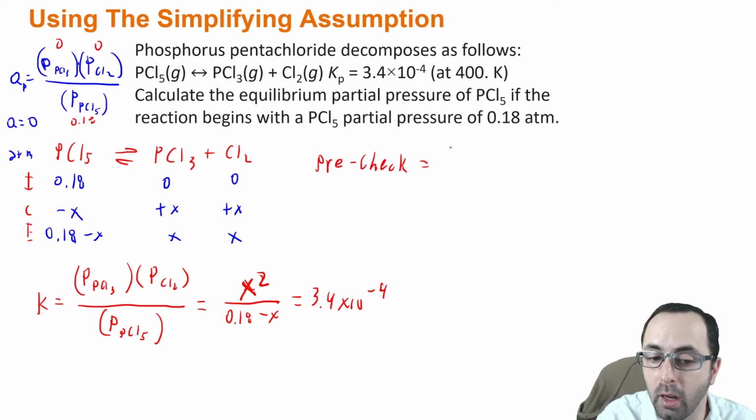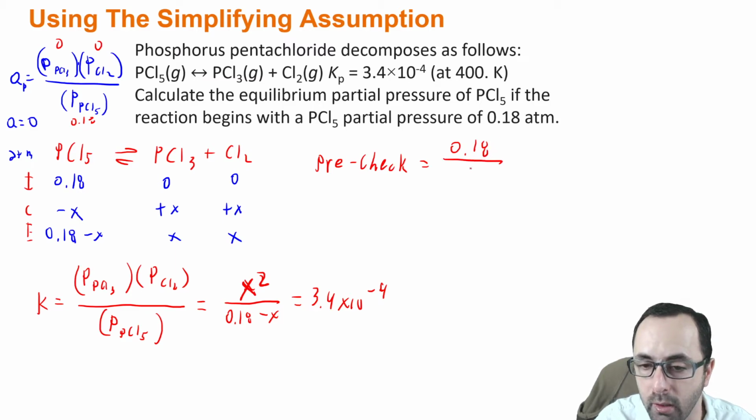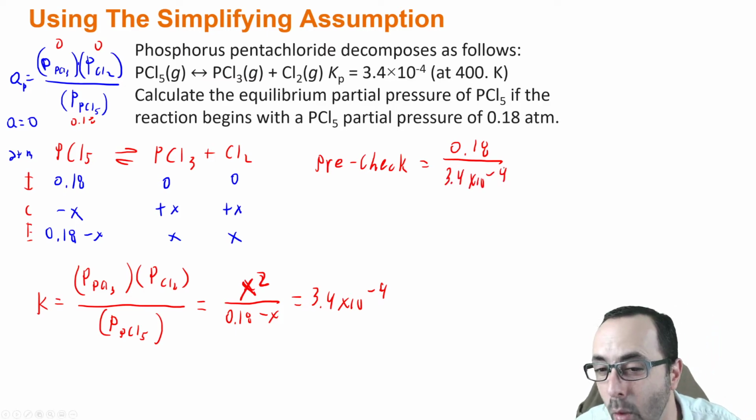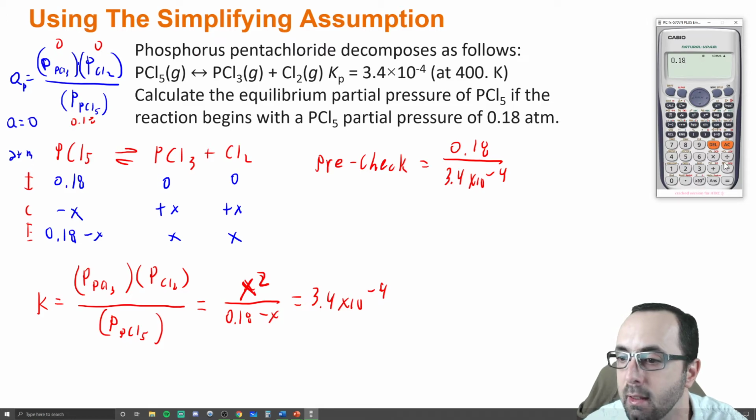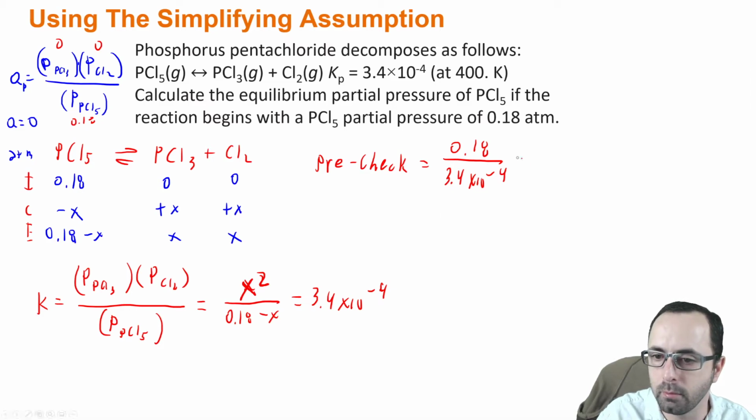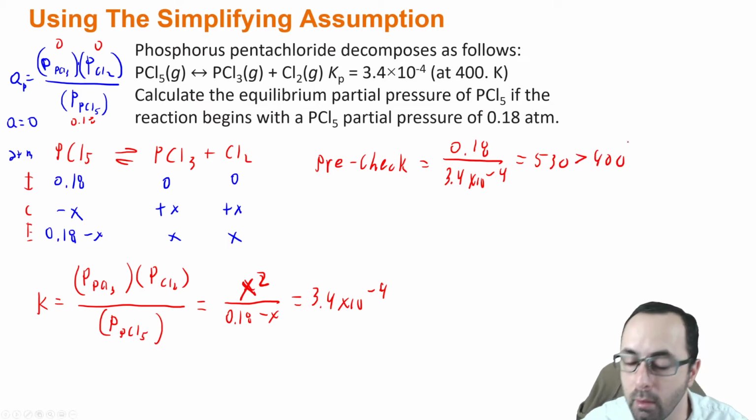And we're going to take that initial pressure, 0.18, and we're going to divide it by 3.4 times 10 to the minus 4, and we want this to be at least 400. So 0.18 divided by 3.4 times 10 to the minus 4, and we get 529, about 530. So this is greater than 400. So it looks like we're going to be okay.